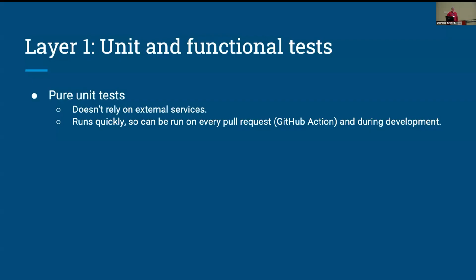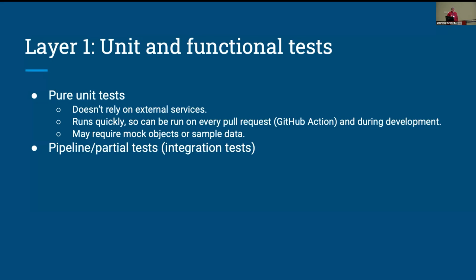Naturally, we want those basic testing layers as well, just pure unit tests, which run quickly, which run on every pull request. We usually use mock objects or sample data to make sure that just the logic of the code is working properly.